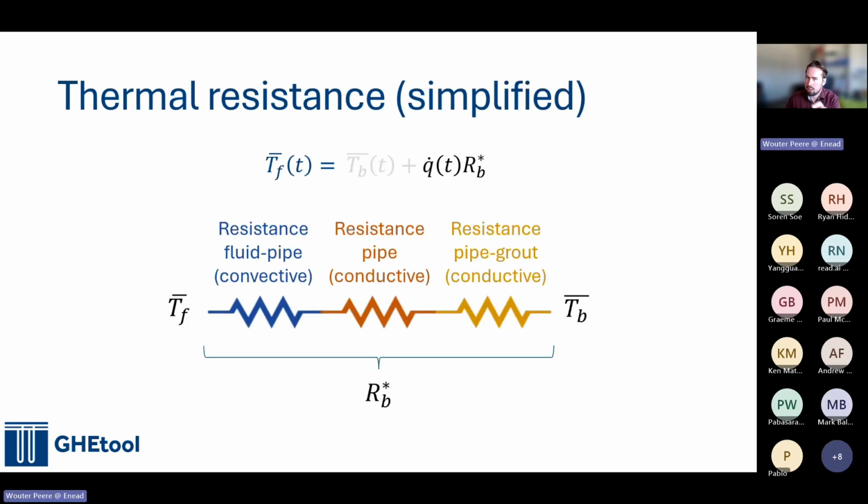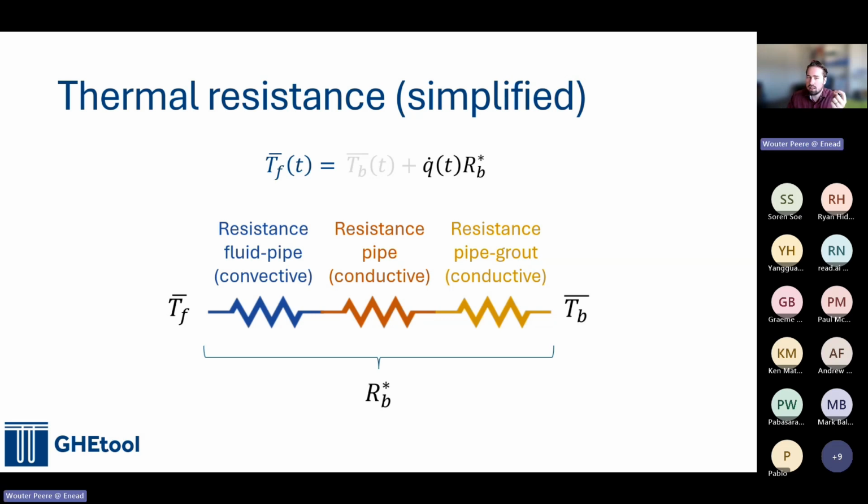Now, this is a really important aspect when it comes to the design. What it is, it's basically the resistance the heat feels when it wants to travel from the fluid to the borehole wall. So if we start in the fluid, we first need to pass our heat from the fluid to the pipe, which is a convective heat transfer from a fluid to a solid. Then the heat has to pass through the pipe. And then once it's through the pipe, it also has to pass through the ground, so through a filling material. And it's these three resistances together that actually make up the borehole effective thermal resistance.